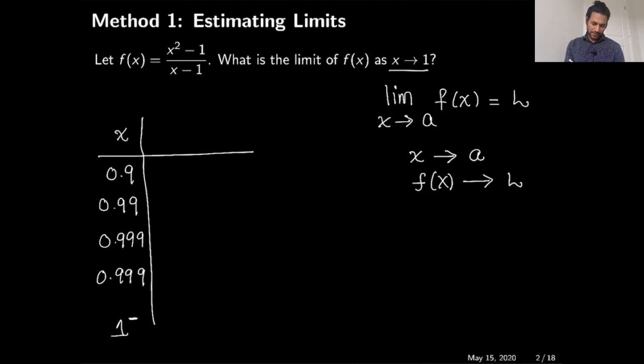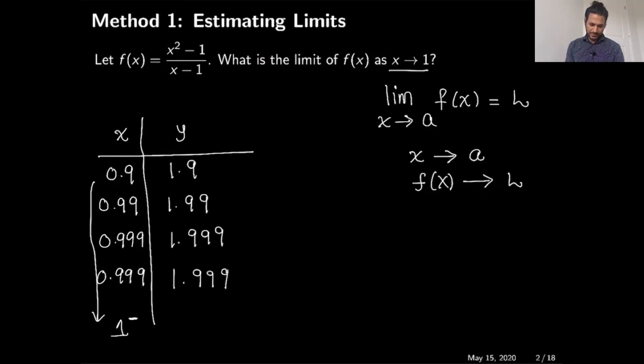So these are my x values, my input is approaching 1 from the left, and I plug these values into my function and calculate the y value of the function. I will plug into this function, which is x squared minus 1 divided by x minus 1. When I do that, I get 1.9, 1.99, 1.999, 1.9999. As I can see, the trend of these values is clearly approaching 2.